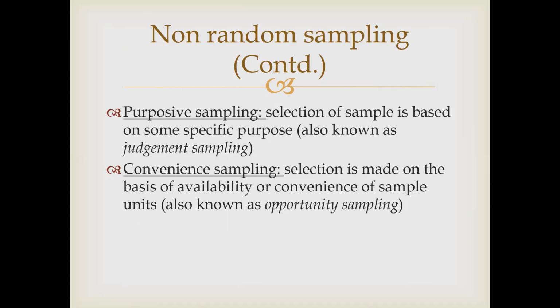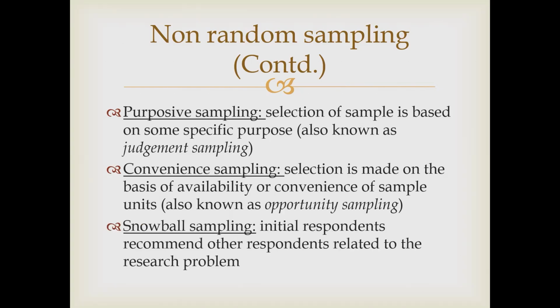It is the convenience of the sampling units. Say, for example, you are studying the senior managers of different banks. Senior managers are very busy, so they will not have much time to interact with you. So their availability and convenience matter. You can only collect data from the senior bank managers who are available, who express their convenience to give data to you. That is what is called convenience sampling. It's also called opportunity sampling.